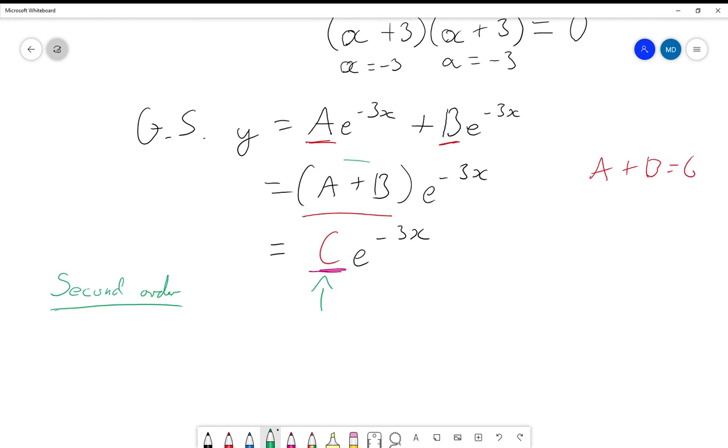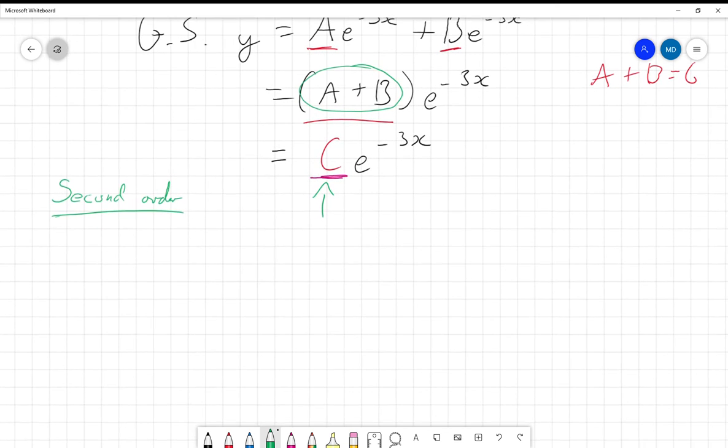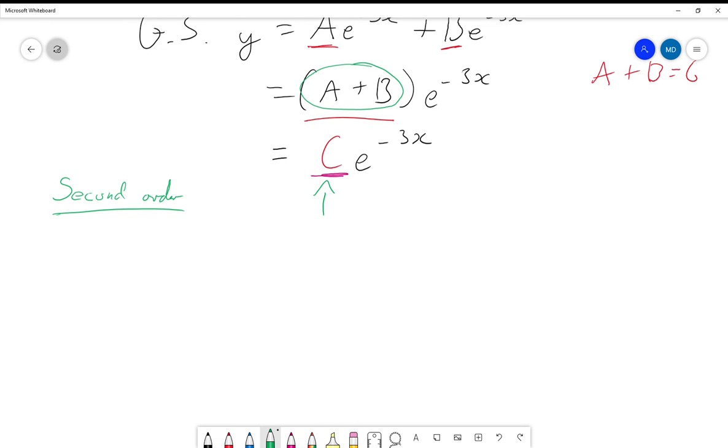Yes, it comes from this A and B, but ultimately that doesn't give us any extra information. The fact that it's two constants added together, there's still no way of getting two bits of information, and that is vitally important. So we need to come up with a solution for that.